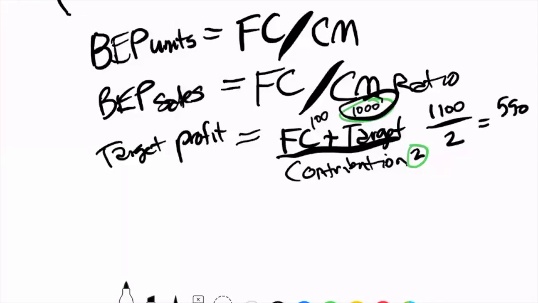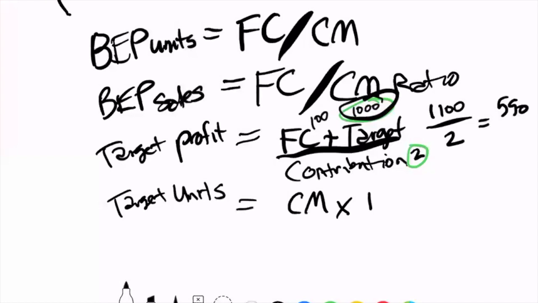So let's go through and look at some other concepts that we can learn. You can also look at the profit generated from a target level of units sold, and that is your, so if we have a target number of units, then we calculate that as our contribution margin times our target in units minus our fixed costs.